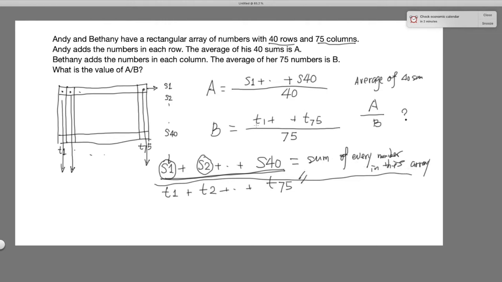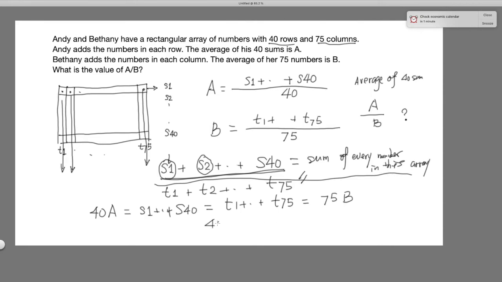So that means, because A equals S1 to S40 divided by 40, and B equals T1 to T75 divided by 75, that means 40A, which equals S1 plus all the way to S40, is going to be the sum of everything. It's going to equal T1 plus all the way to T75, which equals 75B. This is from the first equation, this is from the second equation, and these two are the same because they both equal the sum of every number in this array.